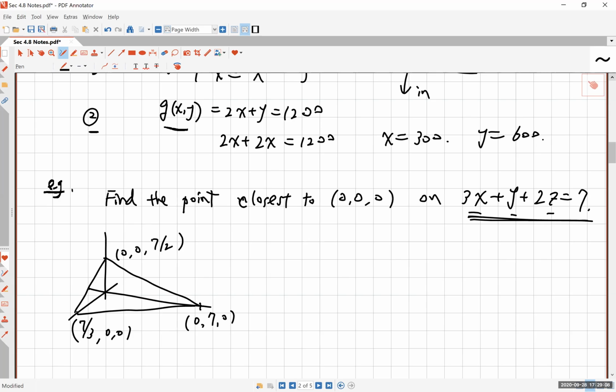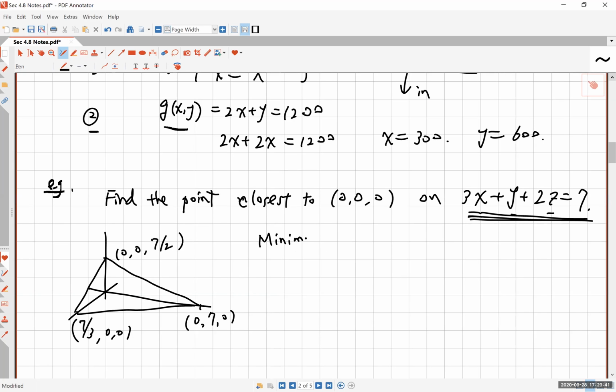And what point on this plane is closest to the origin 0, 0, 0? Now, if I ask you to find the distance between the point 0, 0, 0 and this plane, you can use the method we learned back in chapter 3, and calculate the distance, right? I am not asking you to do that. I'm asking you to find the closest point on this plane, or the point on this plane closest to the origin 0, 0, 0. Now, what are you trying to minimize?